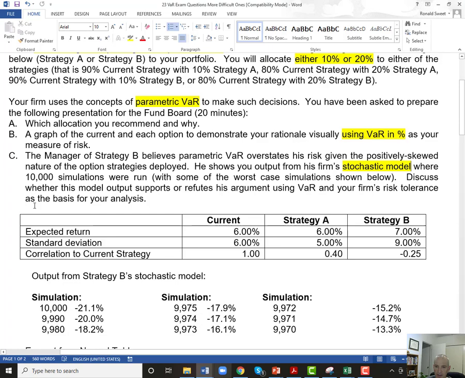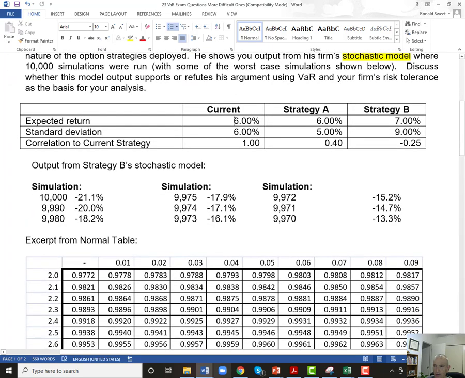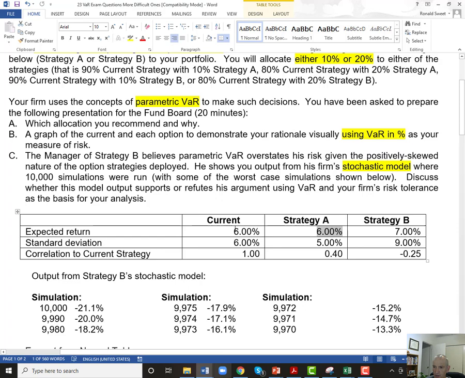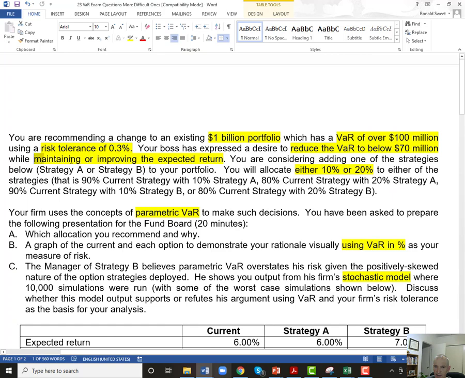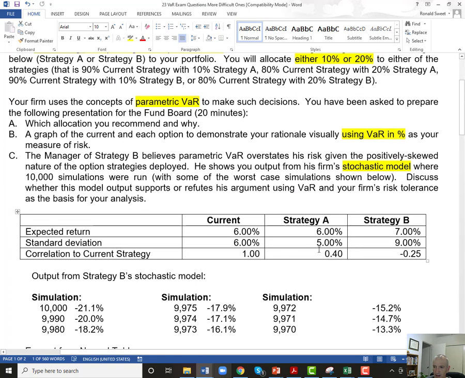So here's our data. Our current strategy has an expected return of 6%. I should say the standard deviation is 6%. And obviously it's correlated 1 to itself. Strategy A, if you do it, your return will not go up because it has an expected return of 6%. So whatever you put in A and current, you're going to end up with 6%. But she said maintaining was okay. So A is still okay. A has less risk than the current. So if you add A, you know your risk will come down, but it's positively correlated to the current strategy.